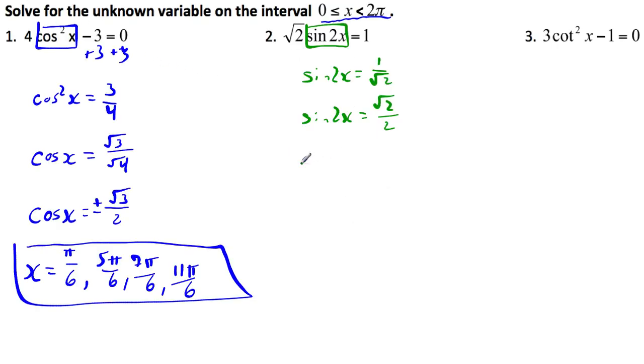So 2x is equal to pi over 4, and 2x is equal to 3 pi over 4. But what do I want to find? I want to find x, not 2x. So I just have to divide both sides by 2. So here I get x is equal to pi over 8. And here I get 3 pi over 8.